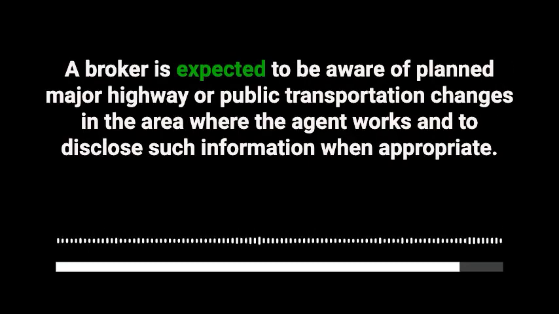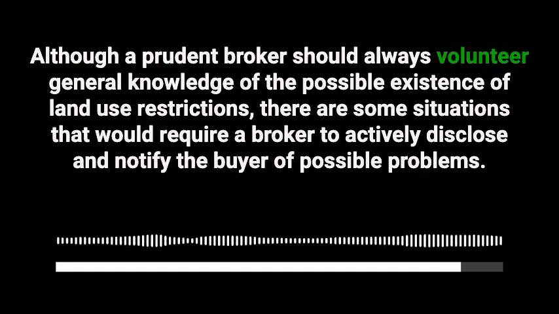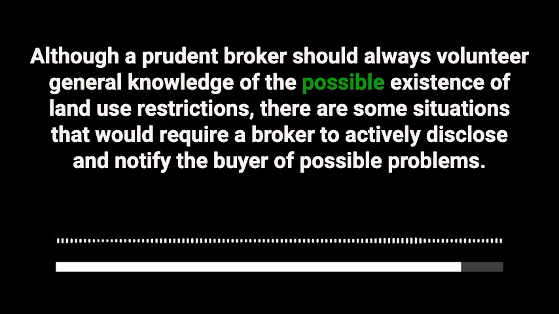A broker is expected to be aware of planned major highway or public transportation changes in the area where the agent works and to disclose such information when appropriate. Although a prudent broker should always volunteer general knowledge of the possible existence of land use restrictions, there are some situations that would require a broker to actively disclose and notify the buyer of possible problems.